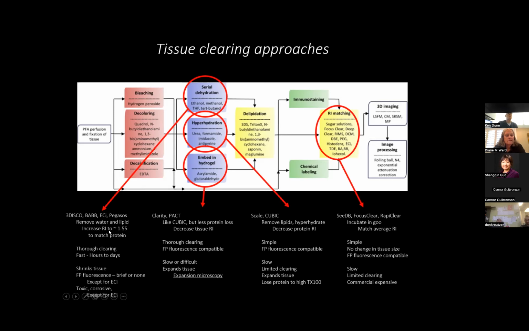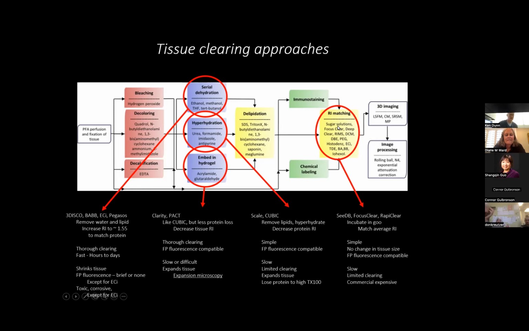One is where you remove the water and increase the refractive index of the medium you're putting in to match protein. The second one is very similar, but you get less protein loss and you decrease the tissue refractive index. The third is one where you remove lipids and you decrease the protein refractive index. And the last one is you just incubate them in goo whose refractive index matches the tissue.